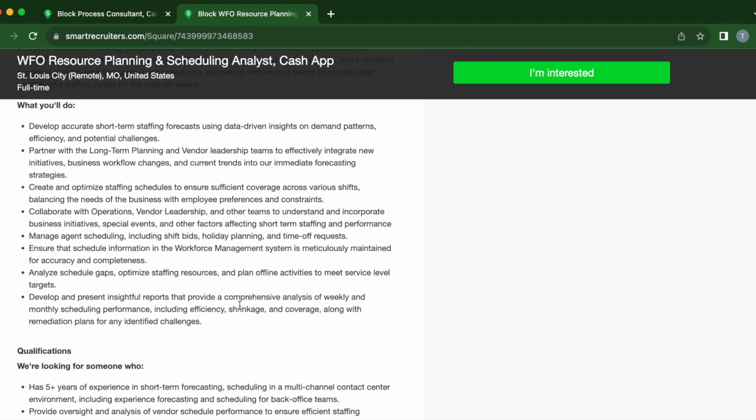You will also manage agent scheduling, including shift bids, holiday planning, and time off requests. Ensure the schedule information in the workforce management system is meticulously maintained for accuracy and completeness. Analyze schedule gaps, optimize staffing resources, and plan offline activities to meet service level targets. Develop and present insightful reports to provide a comprehensive analysis of weekly and monthly scheduling performance, including efficiency plans for identified challenges.